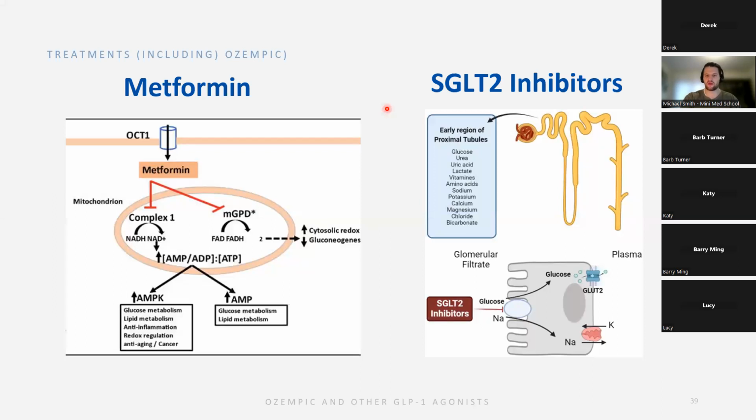So starting first with metformin, the important part of its mechanism is that it works inside the cells in the liver, in structures called the mitochondria.